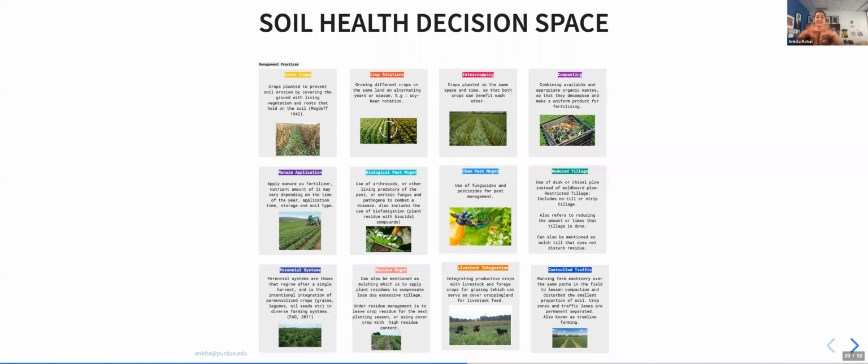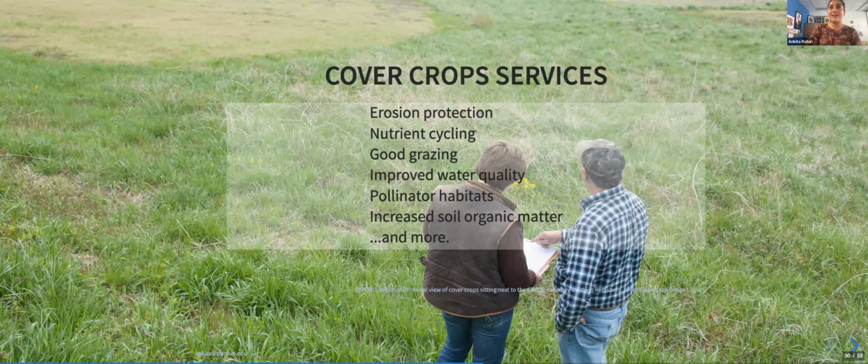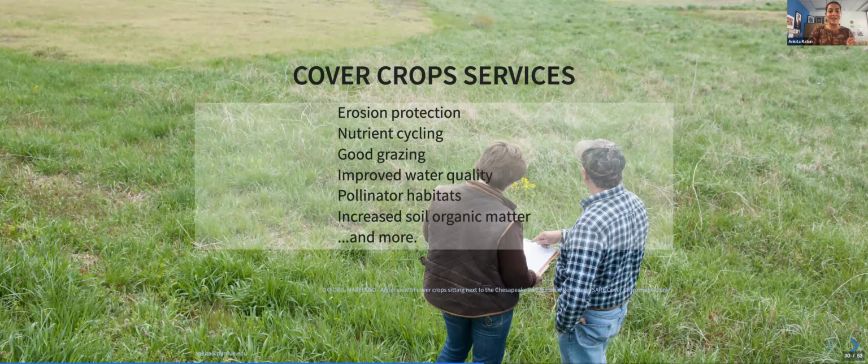Okay, so let's consider this decision space. In this particular work, we focus on one of these management practices, and that's cover crops. And I feel like it would be preaching to the choir, but I'll do it anyway a little bit. When we talk about cover crops, I've been informed at this point that they provide a range of ecological services and also are kind of beautiful.